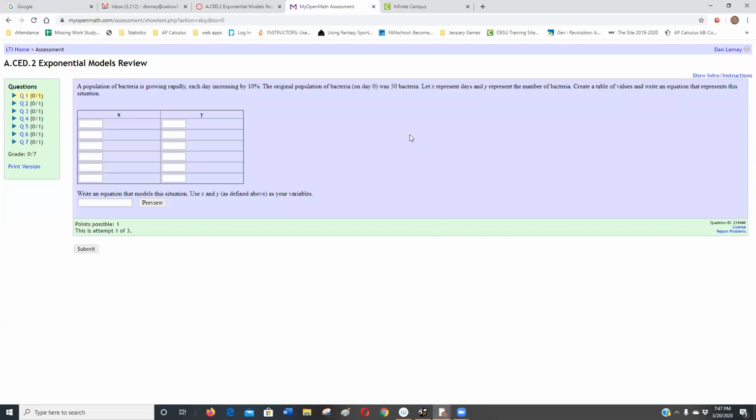Okay, so for this question, they're telling me the population grows by 10% each day, and on day 0 I had 50 bacteria. So they want us to make a table of values and write an equation.